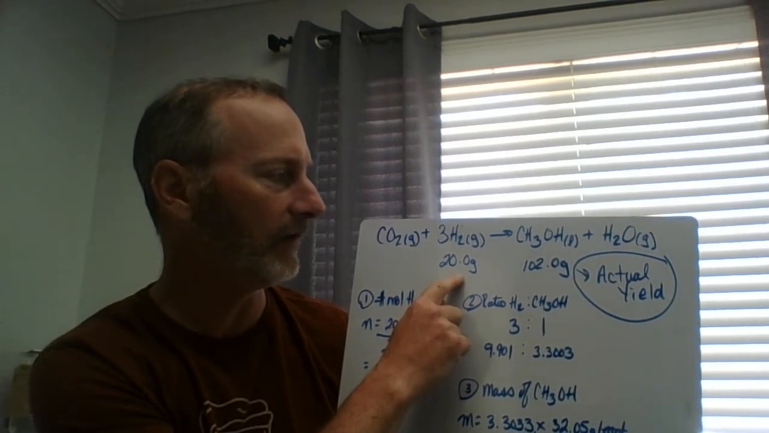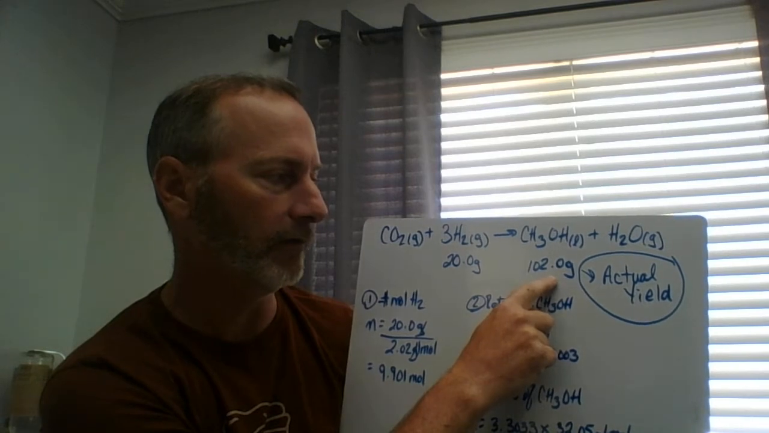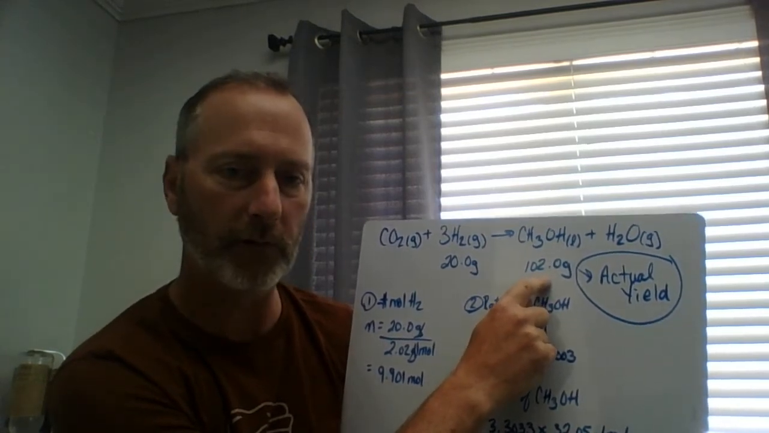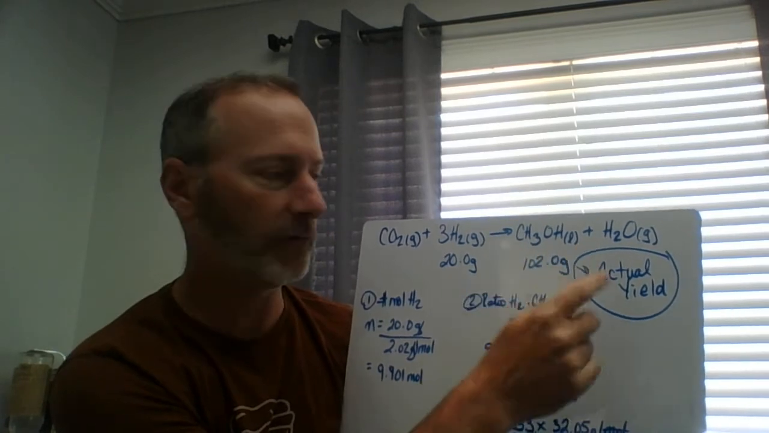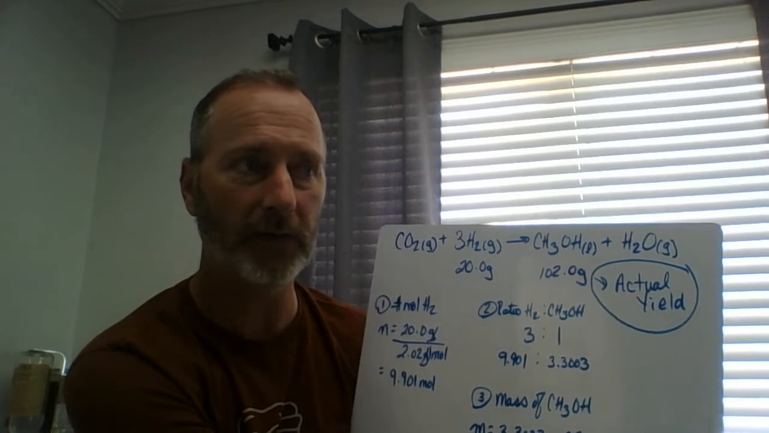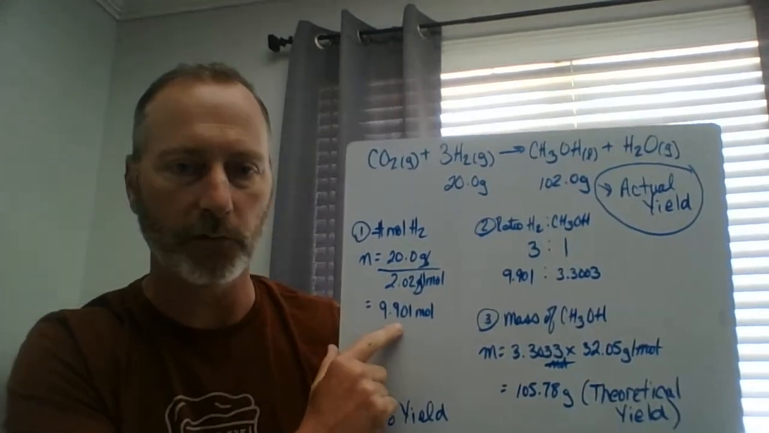If I got 20 grams of this, that was how much was produced, 102 grams. So they told you this is what was produced in the question. If they tell you this much is produced, that is the actual yield. So we have part of what we need. Now we need the theoretical yield. Same thing we've done over and over and over again.